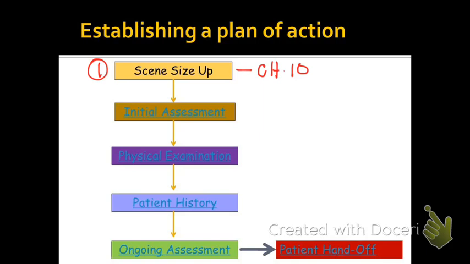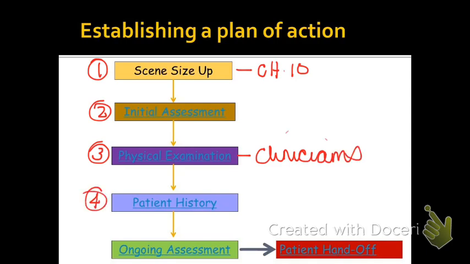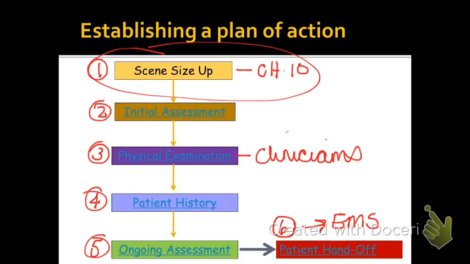The second step in the process of the assessment plan is the initial assessment. Third would be our physical examination, which we as clinicians should be really, really good at by the time we leave Point Loma. Then we have our fourth, which would be patient history, sometimes the most difficult portion of the assessment plan. Fifth would be the ongoing assessment, and last but not least would be the patient handoff, where we're giving the patient over to the EMS so that they can provide advanced out-of-hospital emergency care. So let's start with the scene size up first.